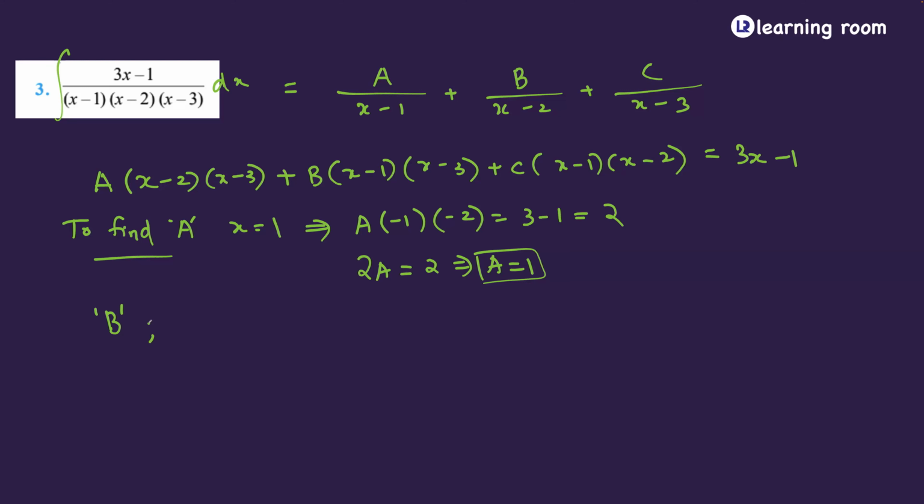Okay. Similarly, to find b, what am I supposed to substitute? Put x is equal to 2. Implies when you put 2, this will become 0. This will become 0. So you will have b multiplied with 2 minus 1 is 1 into 2 minus 3 is minus 1 is equal to 2. When you substitute, it is 6 minus 1, which is 5, which implies b is equal to minus 5.